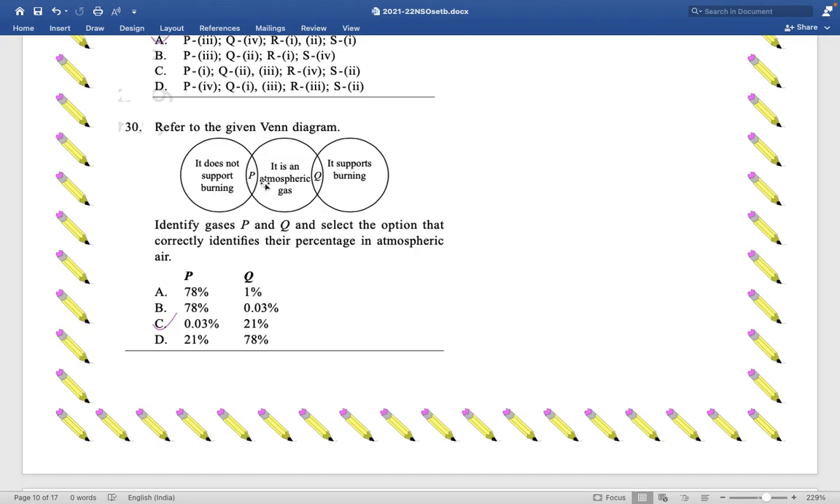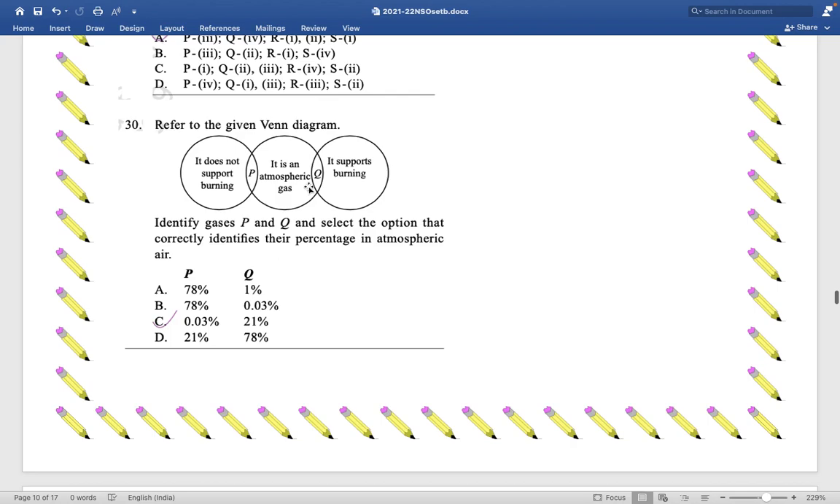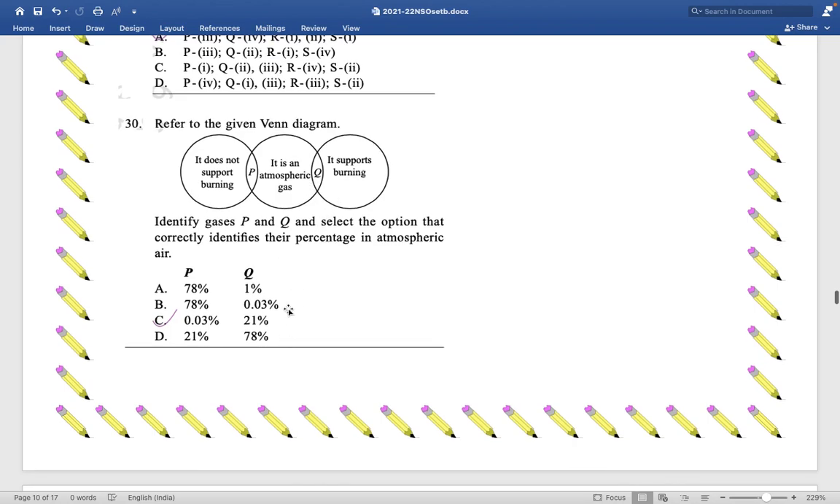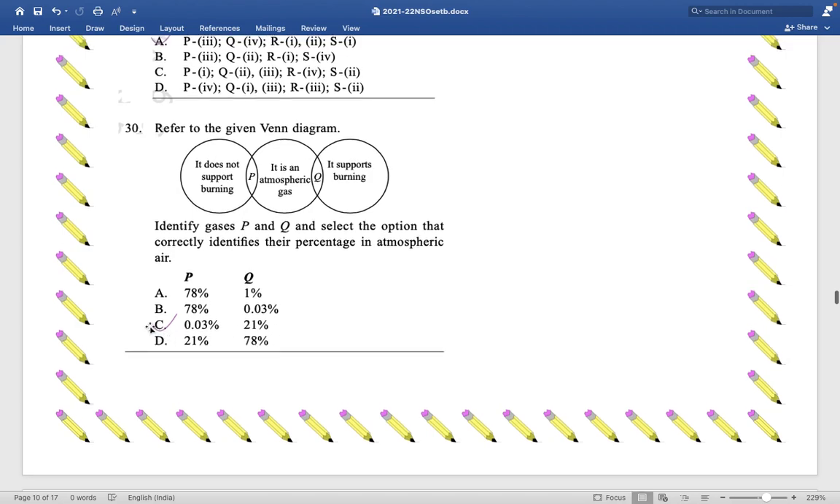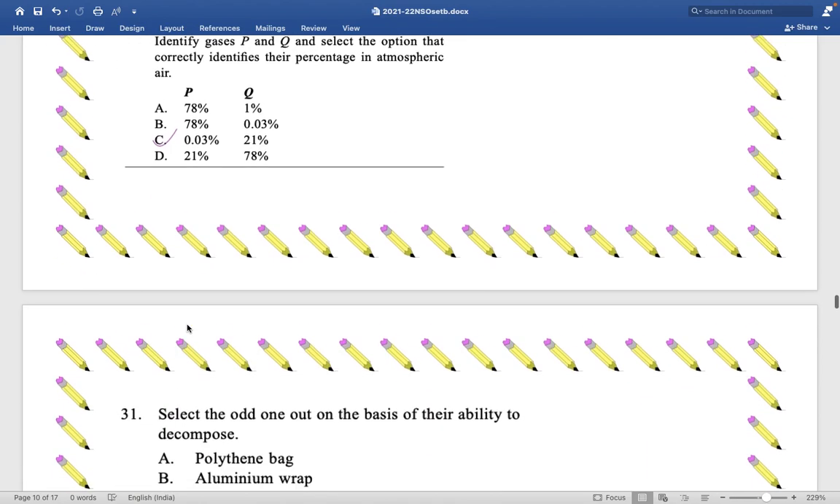In question 30, P does not support burning and it is an atmospheric gas. This could be carbon dioxide. Its percentage in the atmospheric gas is 0.03. Q supports burning and it is an atmospheric gas, so it could be oxygen. Its percentage in the atmospheric gas is 21%. So C is the correct answer.